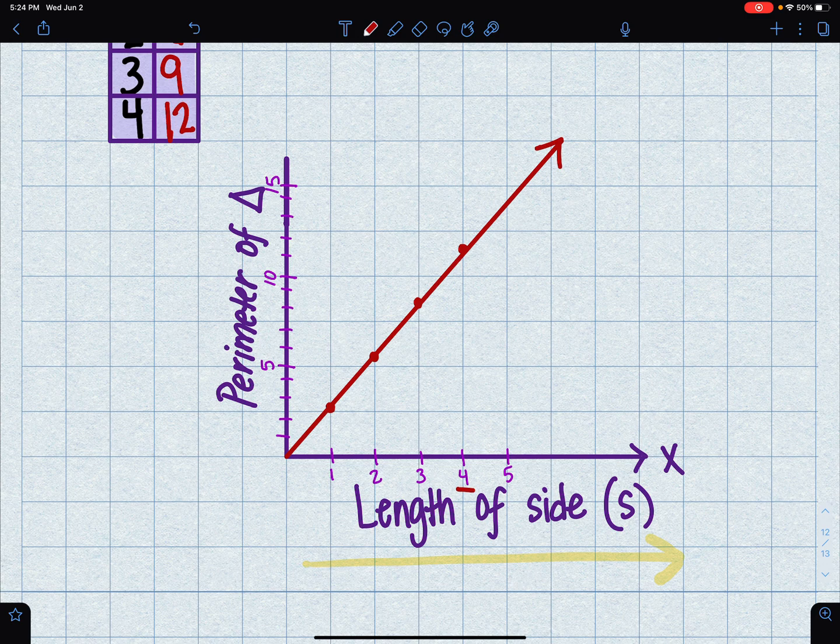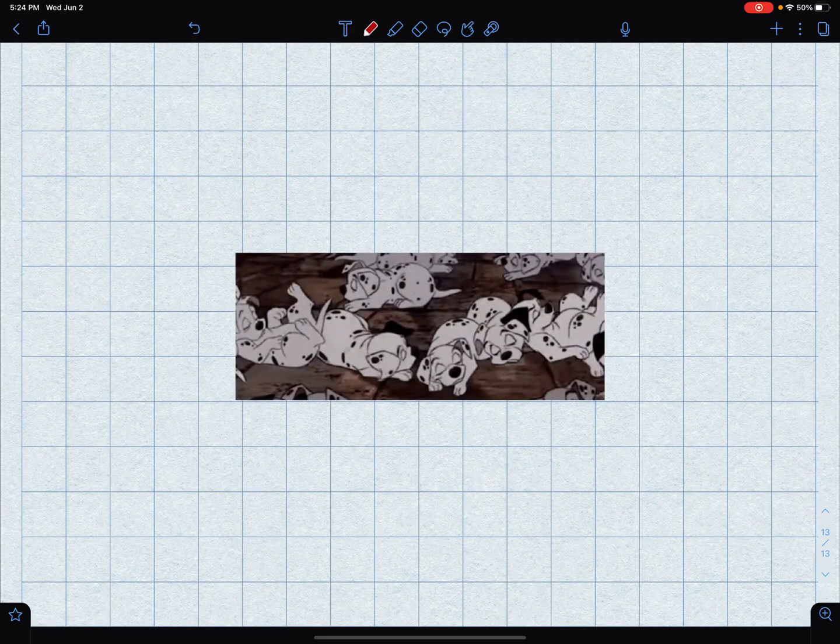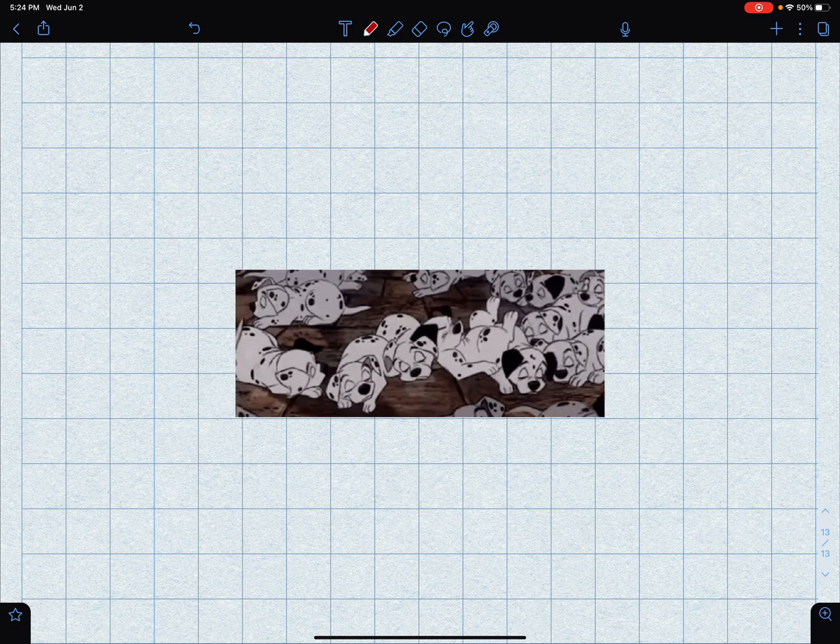You could have a triangle that's like 1,000,000 millimeters, or something, I don't know. Yeah, so there you go. That's the whole thing. That is functions and how to graph functions.